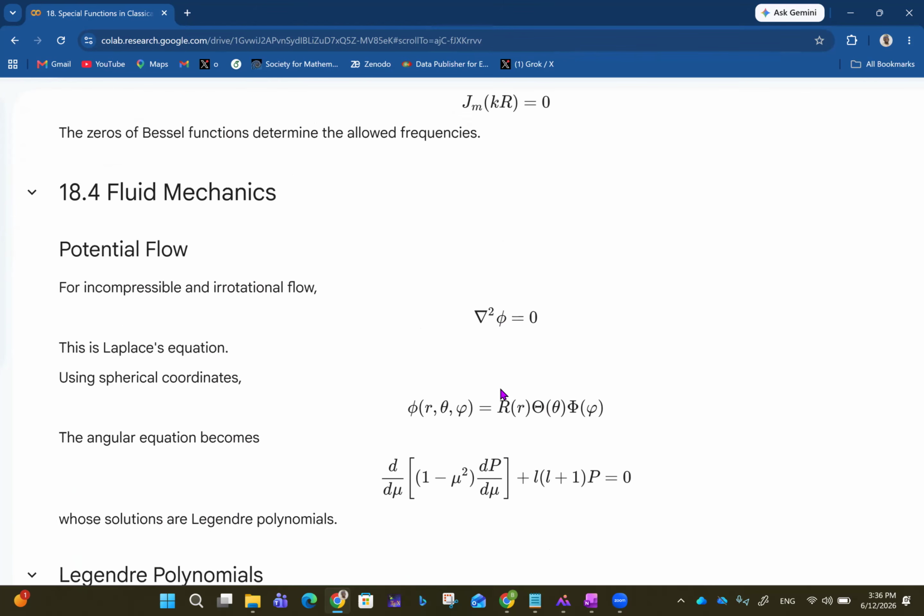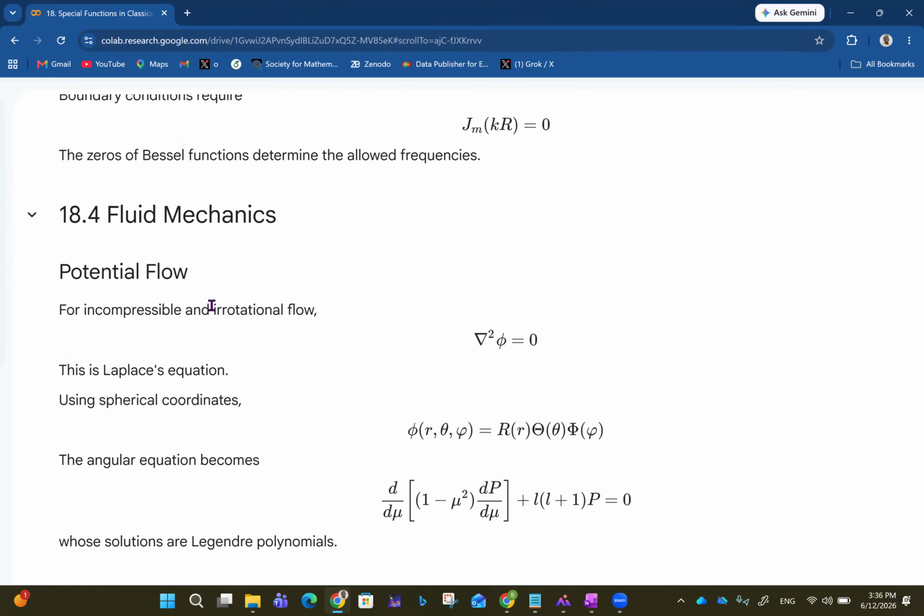Then we have fluid mechanics. So for potential flow, for incompressible and irrotational flow, del squared phi is 0. This is Laplace's equation right here. So using spherical coordinates, we have phi of r, theta, and psi, which is equal to big R of small r, big Theta of small theta, big Phi of small phi, like that.